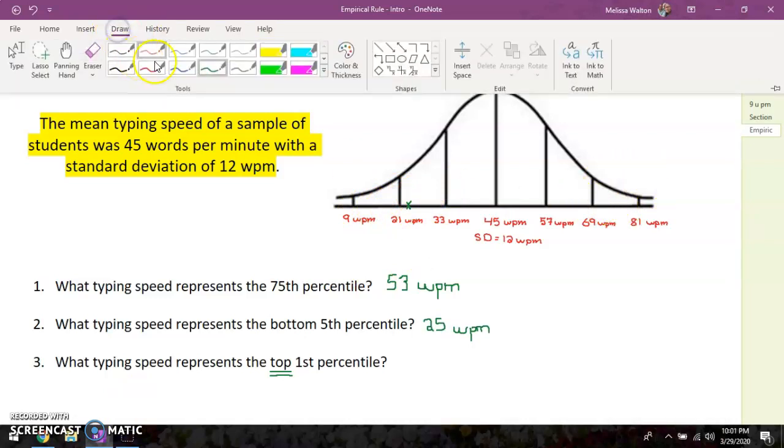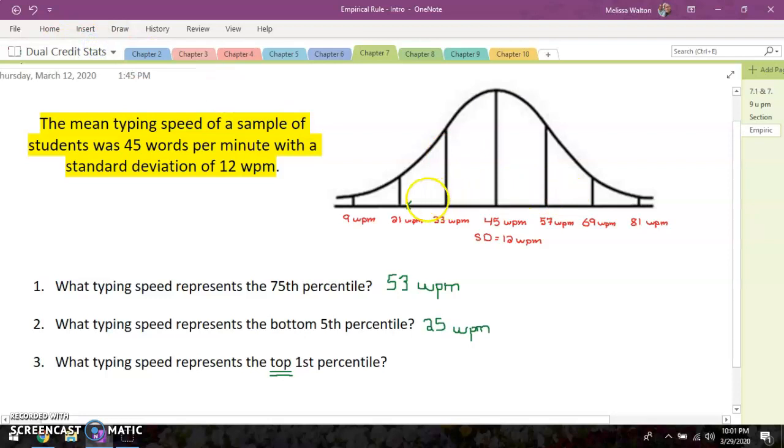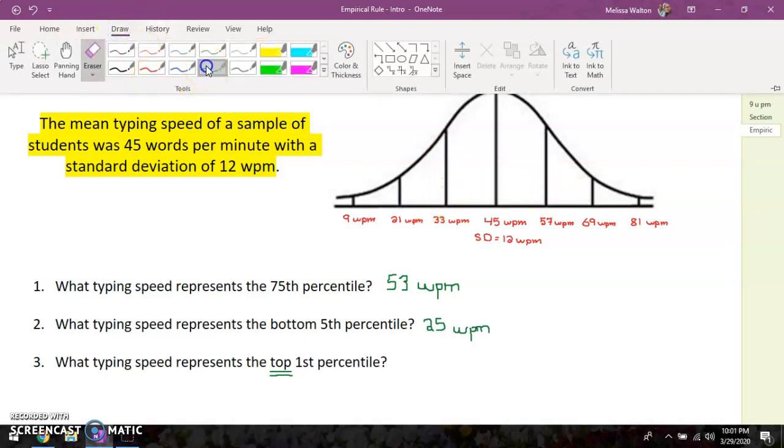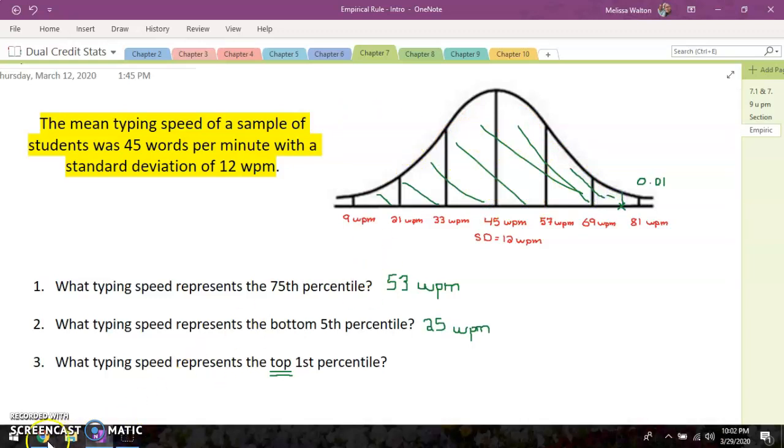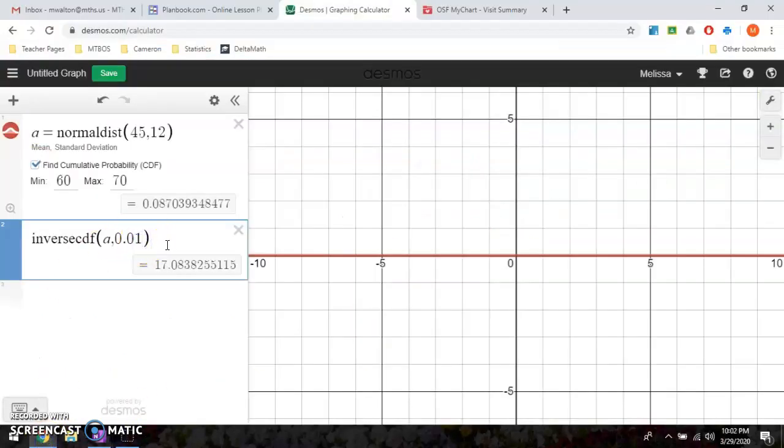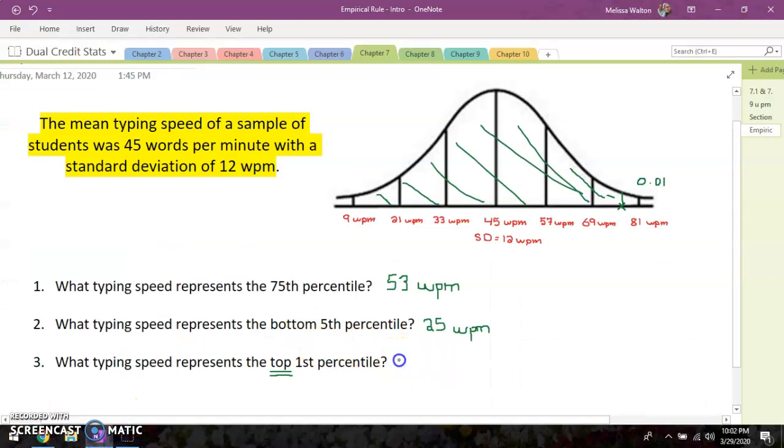the top first percentile. So if I'm looking for the top 1 percentile, this is actually not the first percentile, this is the 99th percentile. So if I'm looking for the top 1%, this is actually the 99th percentile. All of this is the 99th. So looking at this, my top 1 percentile, I'm actually looking for my 99th percentile. That would be right around 73 words per minute. So this would be 73 words per minute.